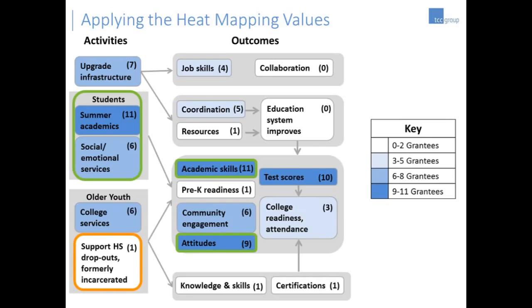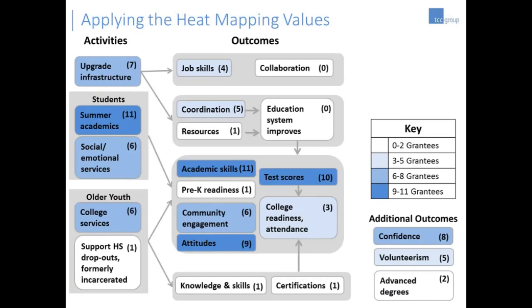While heat mapping, you may identify components that aren't currently on the model but should be. Here, a number of grantees expected outcomes in confidence, volunteerism, and the pursuit of advanced degrees. This finding may warrant a discussion of whether those outcomes belong in your logic model. Set aside a space on the model to track the components, revisit them in future discussions, and consider amending it. This step may really facilitate the continued refinement of your overarching outcome goals as a funder.